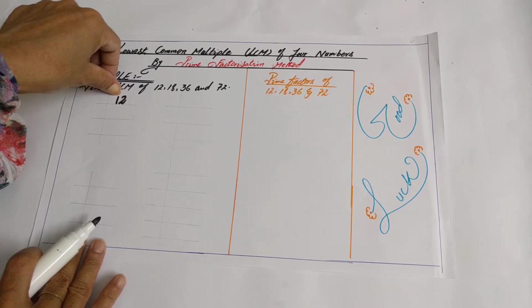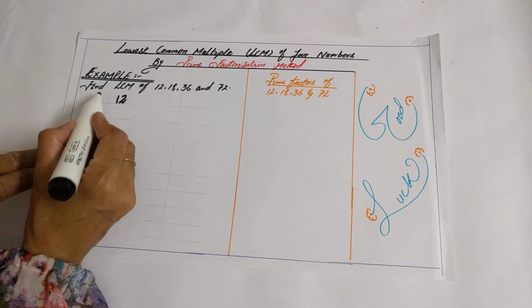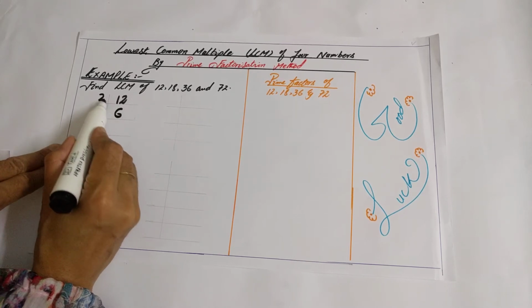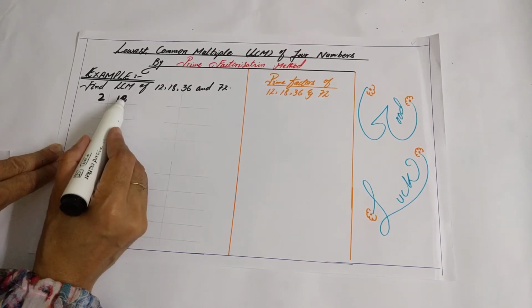Now let's check whether 12 is divisible by 3 or not. Yes, 12 is divisible by the smallest prime number 2. By which number? By 6. 2 6s are 12.